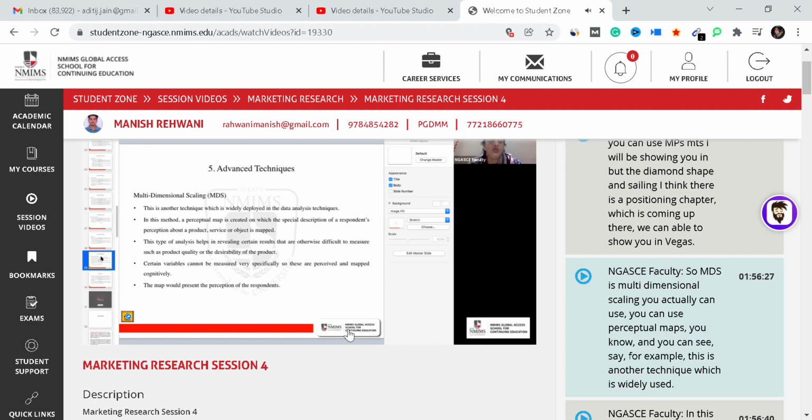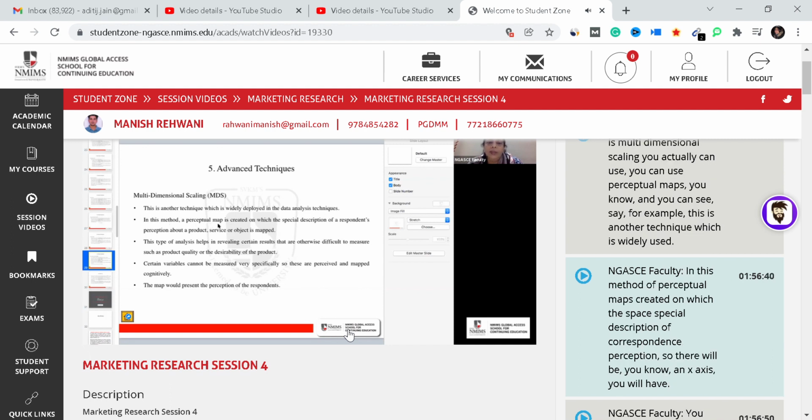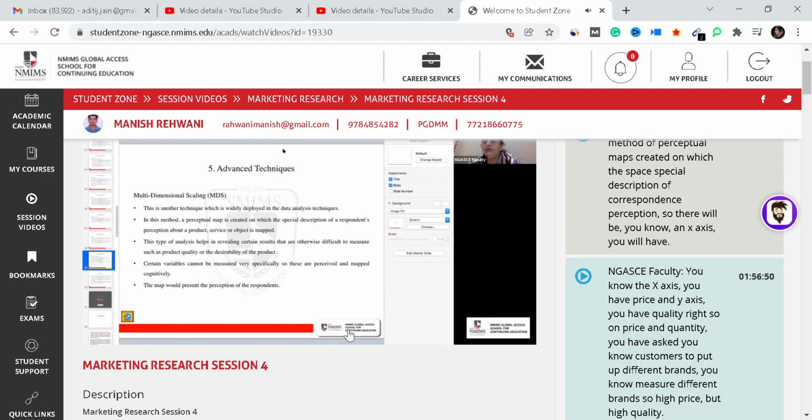You can use perceptual maps, which is another technique that is widely used. In this method, a perceptual map is created on which the spatial description of a respondent's perception is shown. On the x-axis you have price, and on the y-axis you have quality, right? On price and quality, you ask customers to put up and measure different brands. So high price but high quality, right?